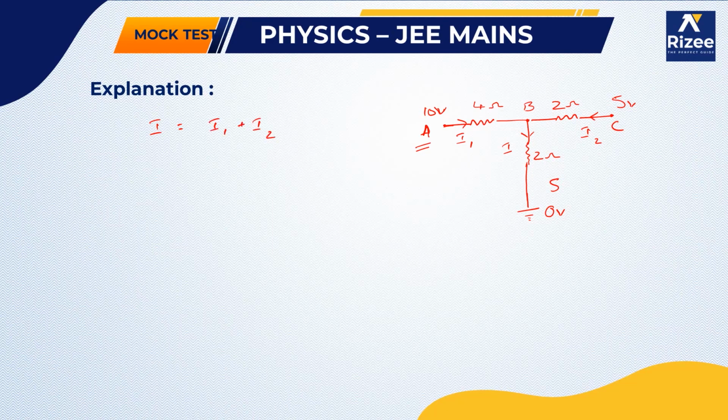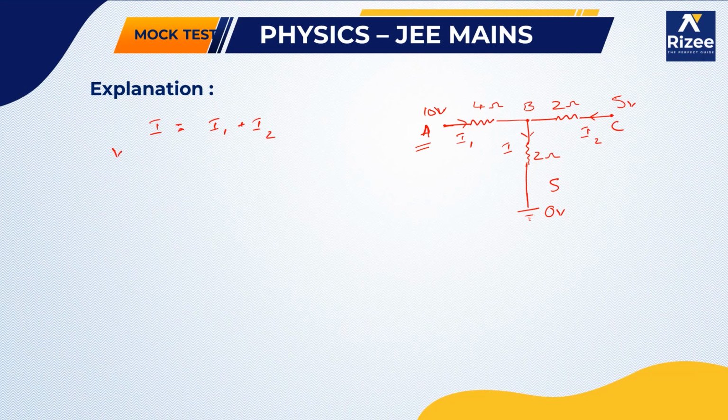Here we are applying Kirchhoff's current law, that is, the sum of all the currents at the junction is equal to 0. The sum of currents entering and leaving will be the same. So here the junction is B. Now how do you write this particular current?